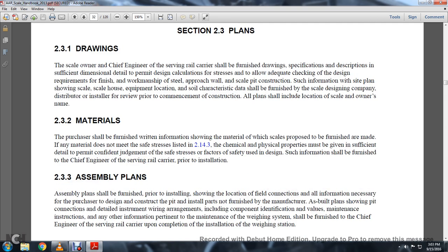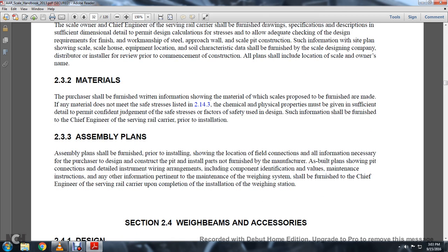2.3 Material. The purchaser shall be furnished with written information showing the material in which the scales are proposed to be made, and the materials must not exceed any safe stress listed in 214.3. Chemical and physical properties must be given in sufficient detail to permit a competent judgment of the safe stress and the factors of safety used in the design. Service information shall be furnished to the chief engineer serving the railway car prior to the installation.